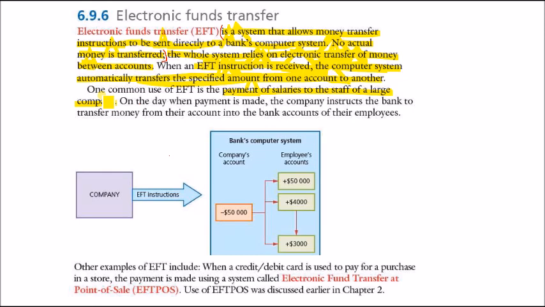Another example of EFT is when you transfer money using a credit card or debit card in the payment of a purchase in some store. The payment is made using the system of EFT at point of sale, so it will be mentioned as EFT POS. EFT is electronic fund transfer and POS is point of sale. So when you pay using your credit card or debit card in some store or shop, it is EFT POS.